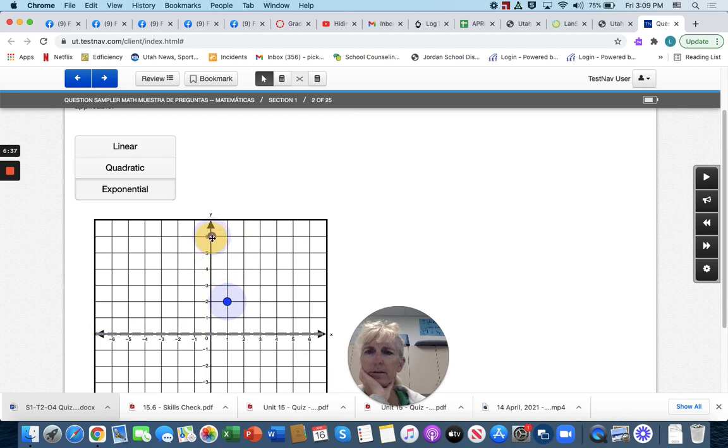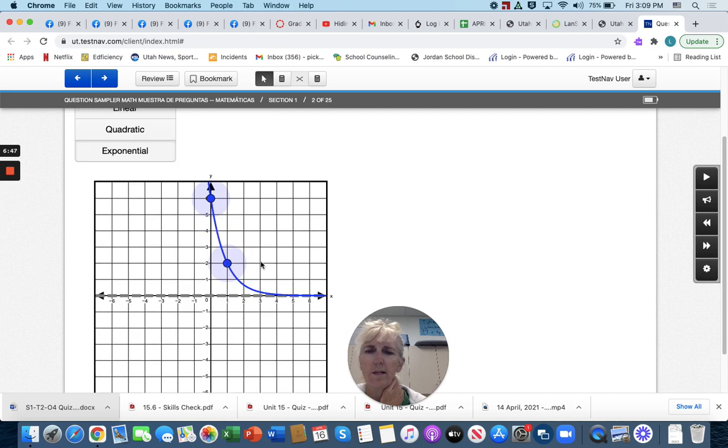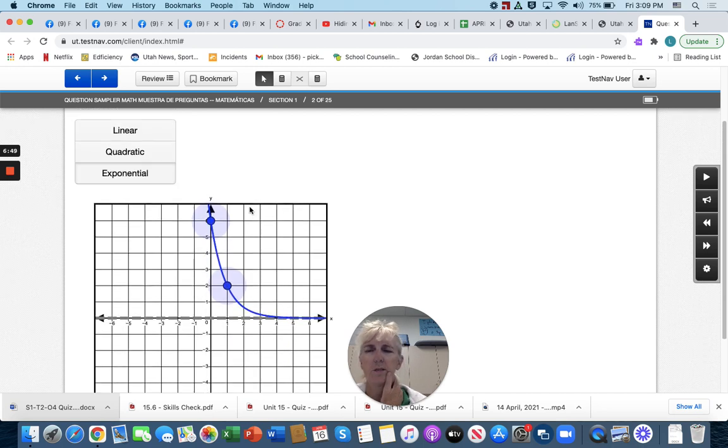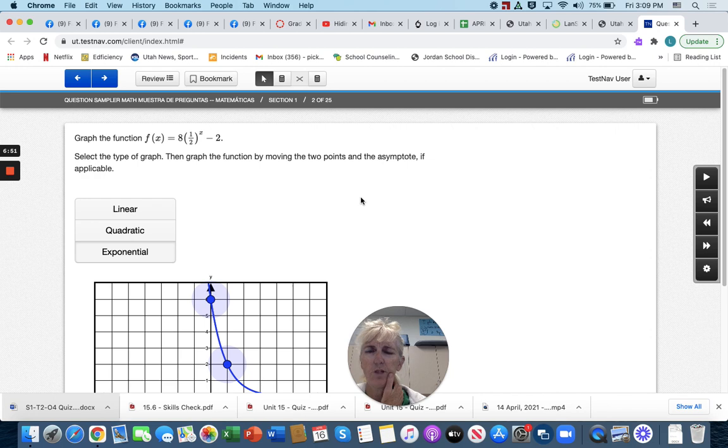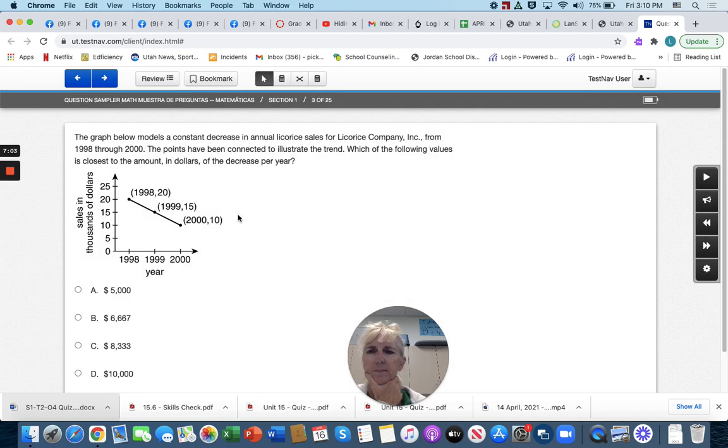Okay. And then if I put 1 in there, 1/2 to the first power is 1/2. 1/2 of 8 is 4, -2 is 2. So 1 up there is 2. And that's what your exponential equation would look like. Knowing that if it's 1/2 or if it's a fraction raised to a power of x, it's going to be declining there. Okay, go to the next one.